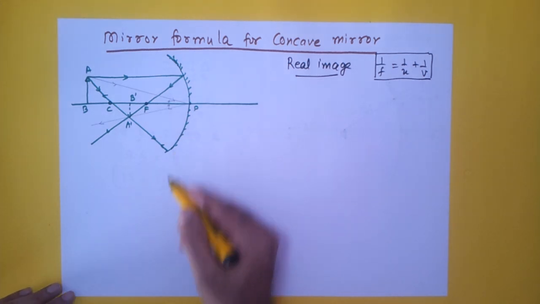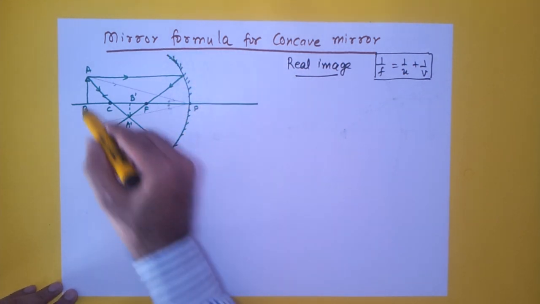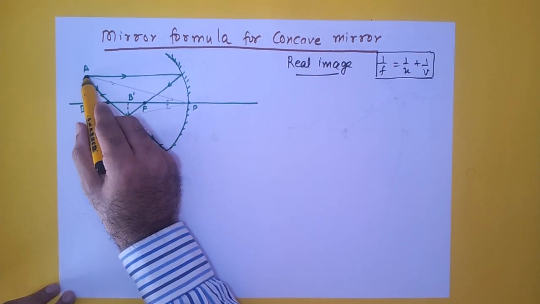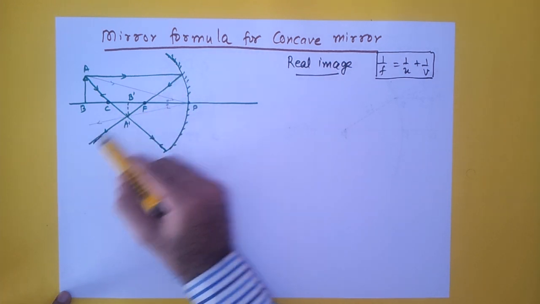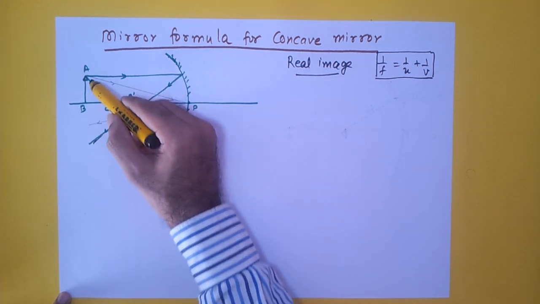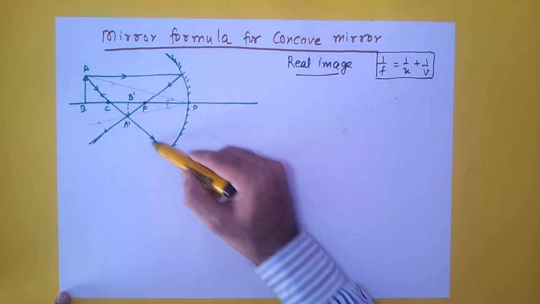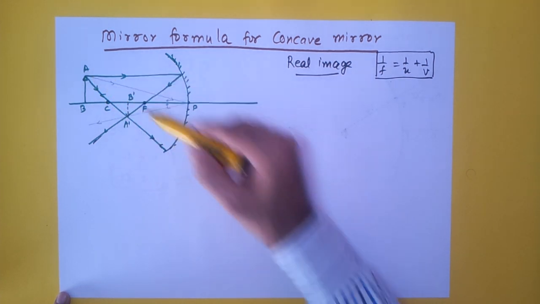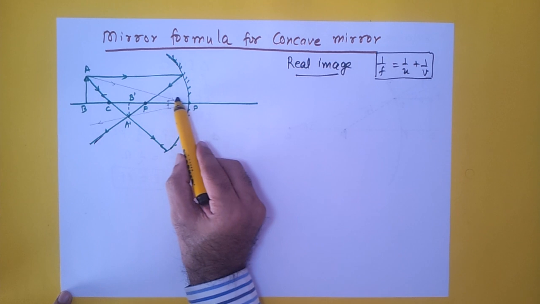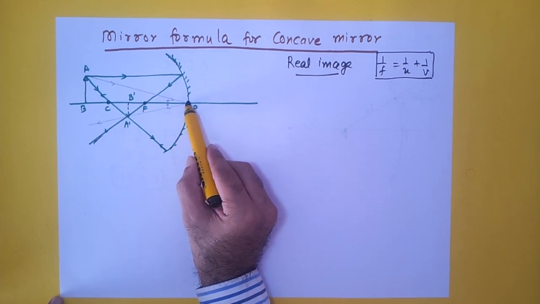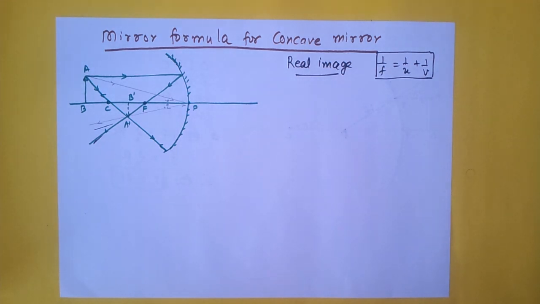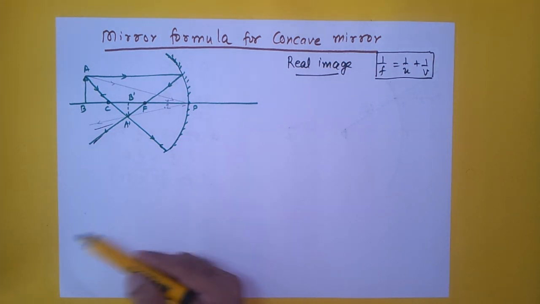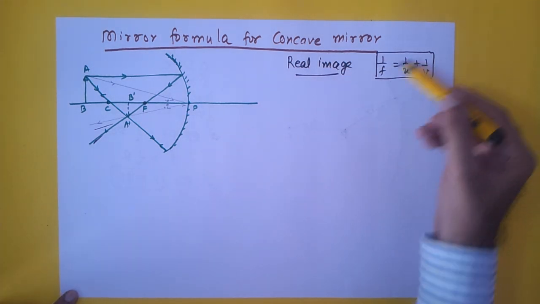So I've drawn this diagram over here. This is a concave mirror. As you can see, there is an object AB. One ray passes parallel to the principal axis and then reflects through focus. There's a ray which passes through the center of curvature, reflects along the same path, and then I have drawn one more line which is incident on the pole, and it goes back in this direction such that these two angles are equal.